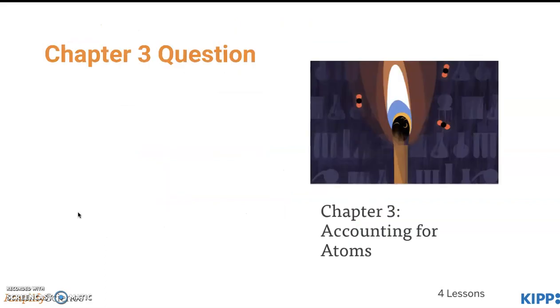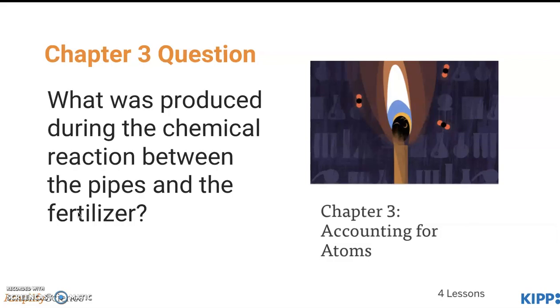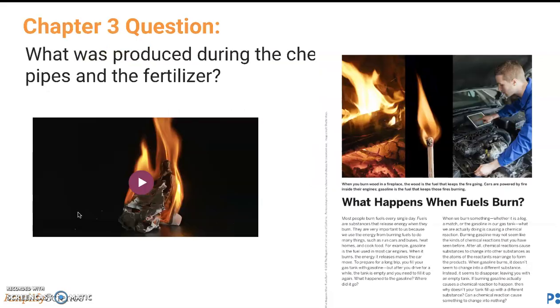Moving to Chapter 3, Accounting for Atoms. The Chapter 3 question states, what was produced during the chemical reaction between the pipes and the fertilizer? As Chapter 3 begins, students are prompted to consider whether or not the chemical reaction between the iron pipes and the fertilizer in Westfield could have produced another substance besides rust. They then read the article, What Happens When Fuels Burn.